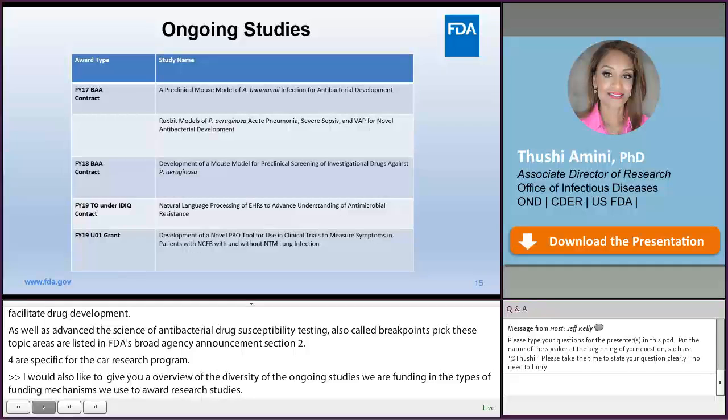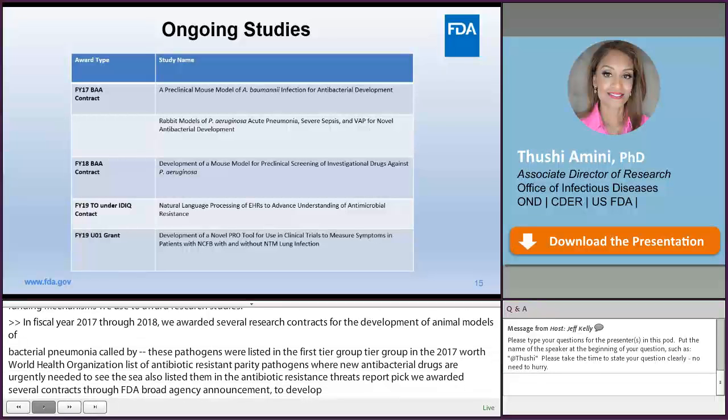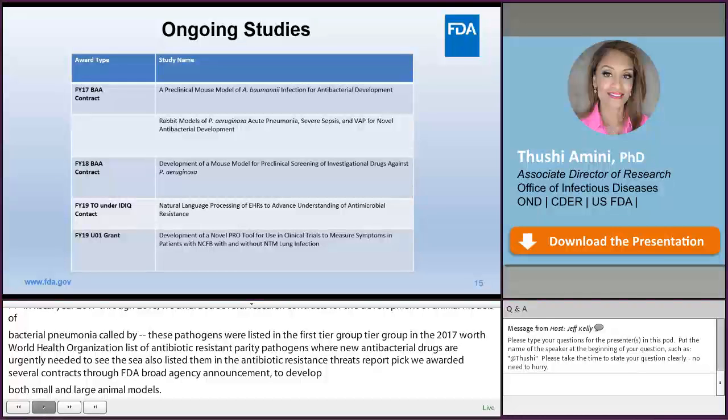These pathogens were listed in the first tier group in the 2017 World Health Organization's list of antibiotic-resistant priority pathogens, where new antibacterial drugs are urgently needed. CDC also listed them in their antibiotic resistance threats report. So we awarded several contracts through FDA's broad agency announcement to develop both small and large animal models. 3 mice models, a catheter-associated bloodstream infection model challenged with Acinetobacter baumannii, and 2 pneumonia models challenged with Acinetobacter baumannii and Pseudomonas aeruginosa were awarded.